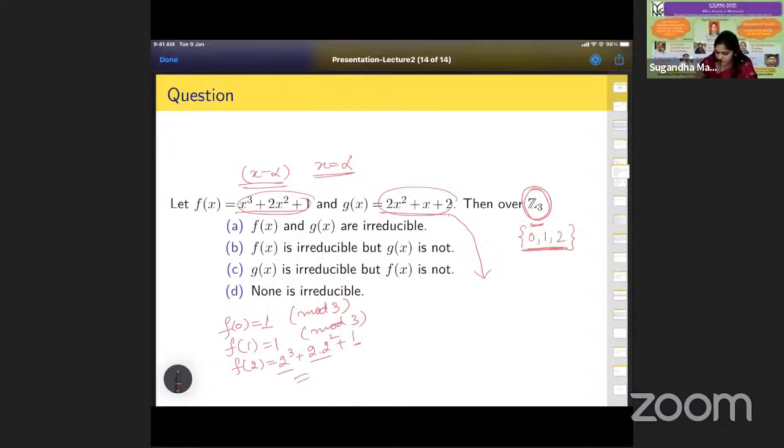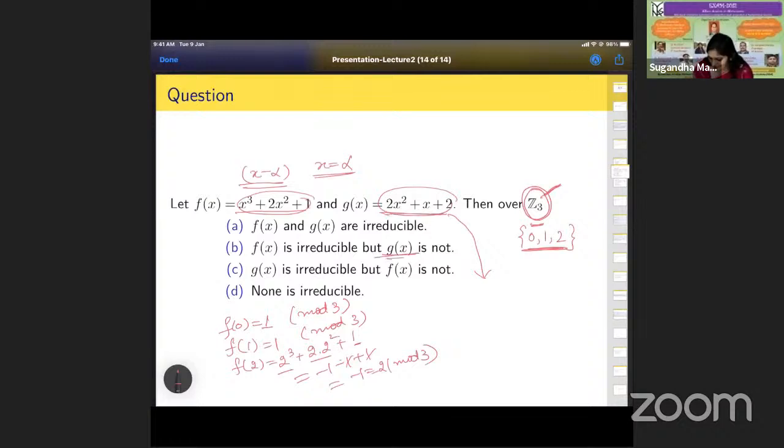And this will be 8 plus 8. So this is minus 1 plus 1 minus 1, or 2 modulo 3, because we are working in a field of characters, in a ring of characteristic 3. Okay. All right. And how about g(x)?